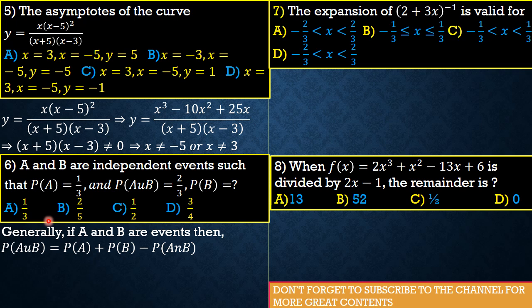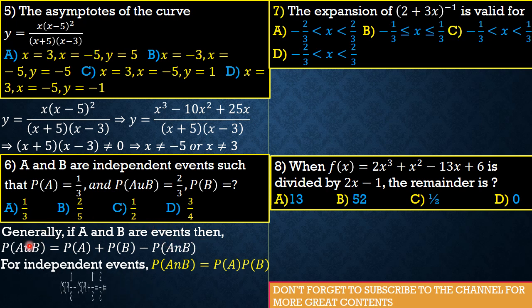Now, the clue of this question is that the events are independent, right? If two events are independent, it means that the probability of A intersection B has to be the probability of A times the probability of B. If we substitute probability of A intersection B equal to probability of A times probability of B into this formula, it translates into the probability of A union B, which is what we have, that's 2/3, equal to the probability of A, which we know to be 1/3, plus the probability of B, which is our unknown.